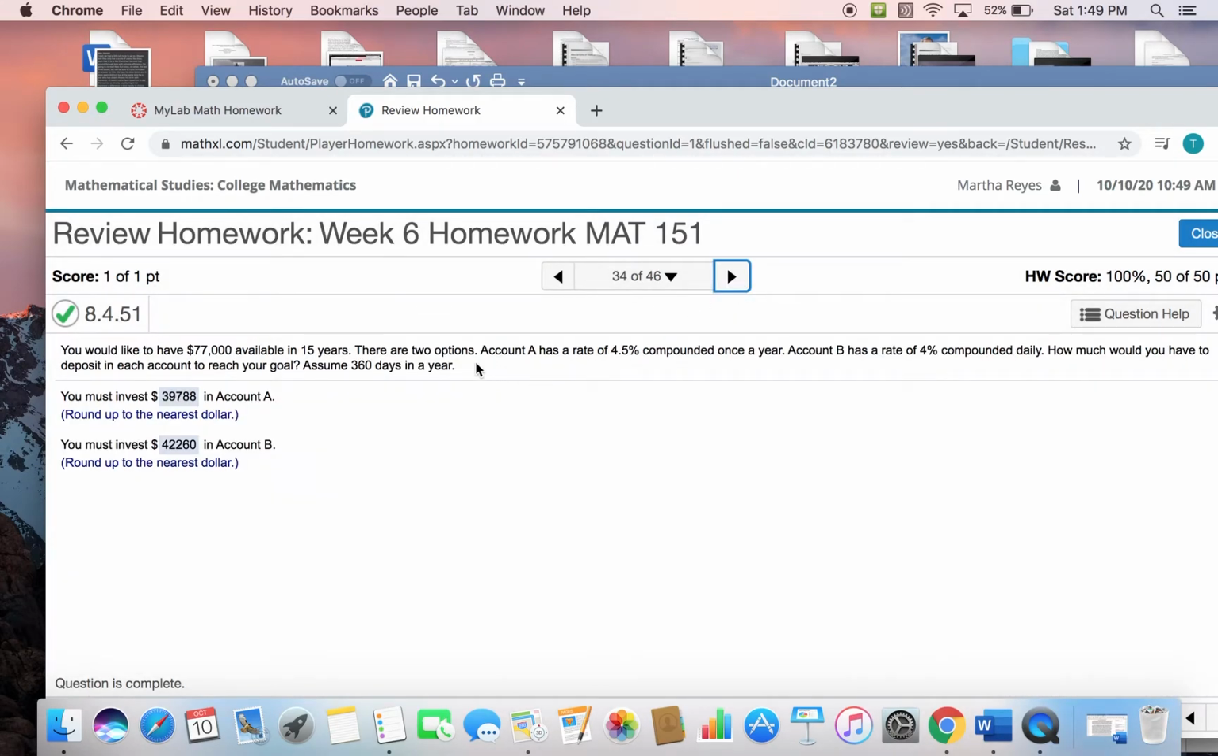You'd like to have 77,000 available in 15 years. So 77,000 is going to be A, not P, because that's the end amount. Account A has a rate of 4.5% compounded once a year. Account B has a rate of 4% compounded daily. How much would you have to deposit? So you're trying to find P, the initial investment. The 360 days a year only matters for the daily interest. For the once a year one, you're using N as 1. So that's a very simple equation to do.